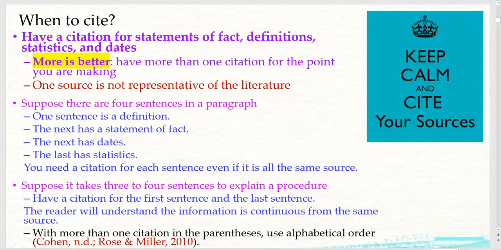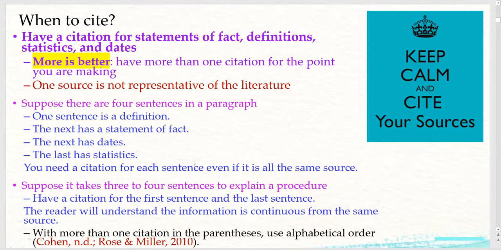Alright, so when do you need a citation? You need to have a citation at a minimum for statements of fact, definitions, statistics, and dates. More is better. Having more than one citation for the point you're trying to make shows that other people agree with you. And one source is not representative of the literature. What if the one source you picked out is not really correct or out of date? So that's why you need more than one.